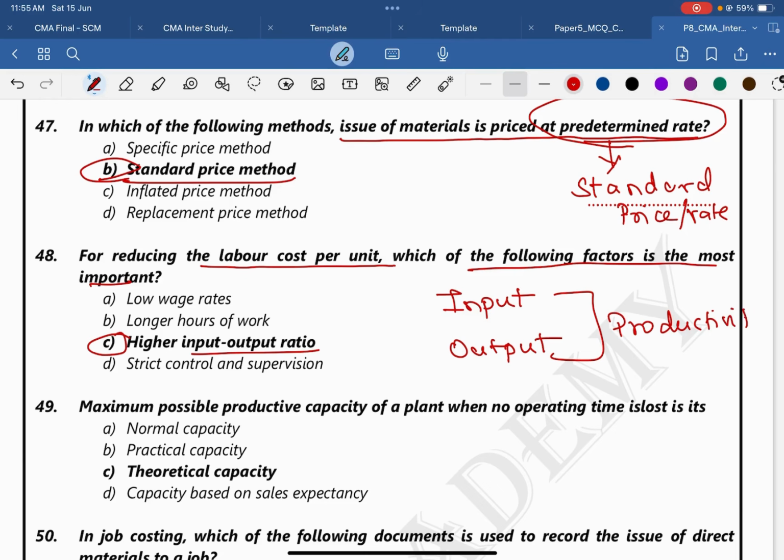We will say it is what? Productivity. The labor should be more productive. They need to use less time to produce more output, so that the labor cost per unit will get decreased. Okay, so we call that productivity.